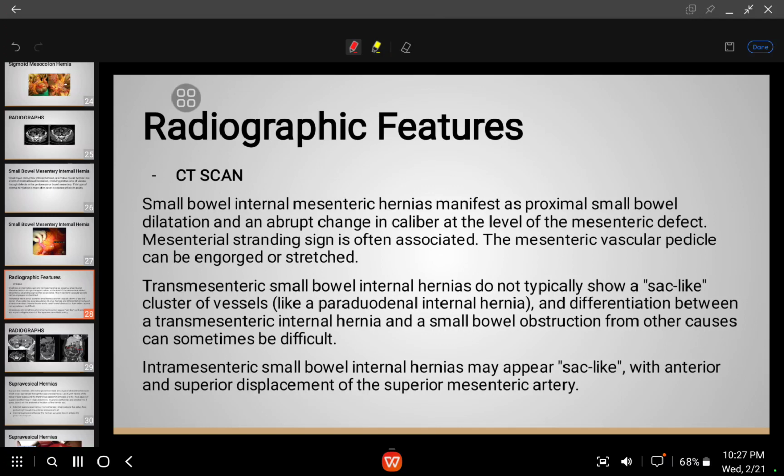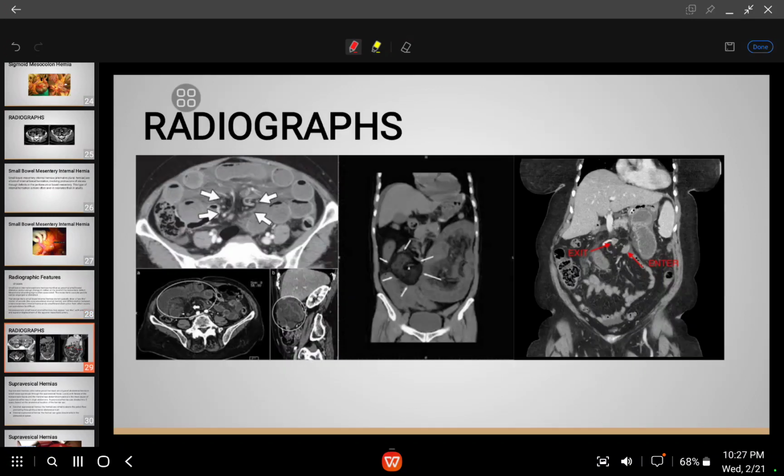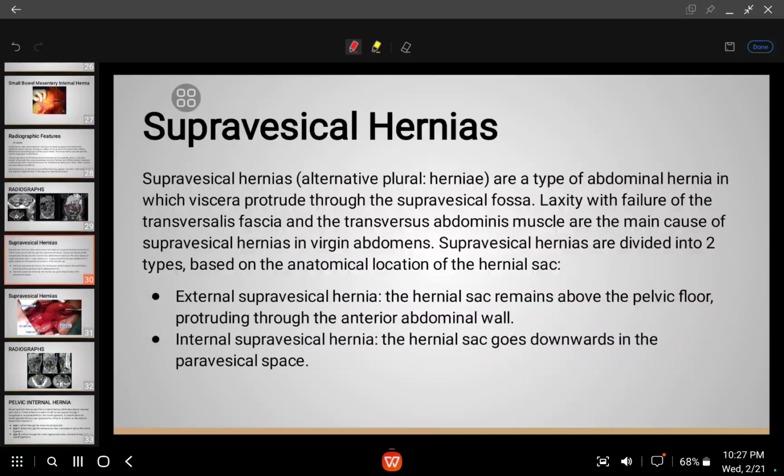Differentiation between transmesenteric internal hernia and small bowel obstruction from other causes can sometimes be difficult. But an intramesenteric small bowel internal hernia may appear sac-like with anterior and superior displacement of the superior mesenteric artery. So here you can see the radiographic findings, that is the exit and that's the entrance. So next, supravesical hernias, a type of abdominal hernia in which the viscera protrude through the supravesical fossa.